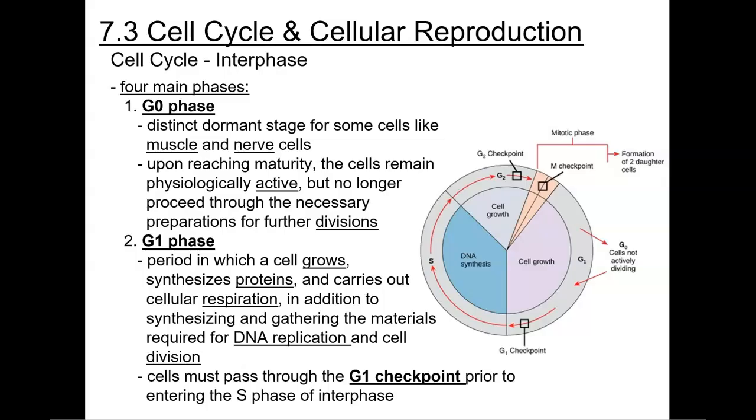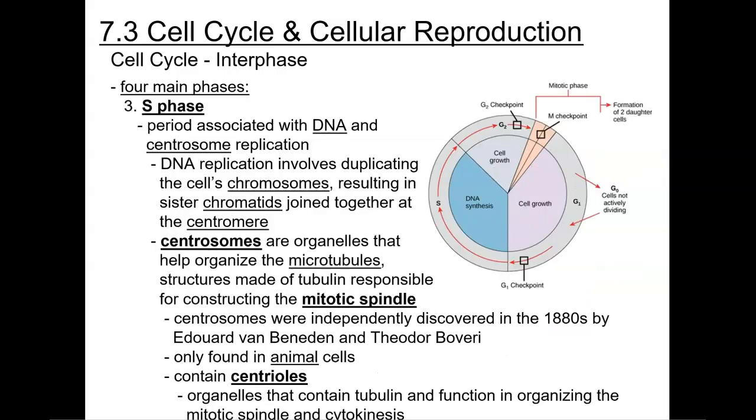G1 phase is going to be a period in which a cell grows, it synthesizes proteins, and it carries out cellular respiration, in addition to synthesizing and gathering materials that are required for DNA replication and cell division. During this, you can go through what's known as a G1 checkpoint prior to entering S phase of interphase. That checkpoint's basically going to check to make sure everything's running along smoothly.